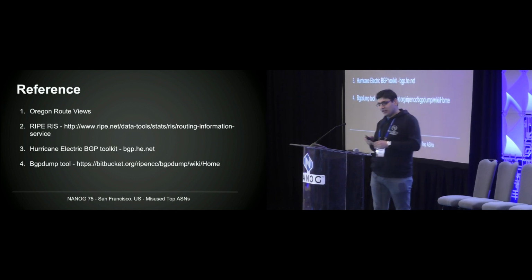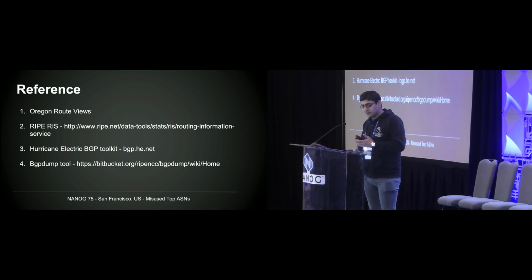References: Oregon RouteViews for providing the dumps, RIPE RIS for the dumps, our toolkit, which is bgp.he.net, and then the BGP dump tool, which is from RIPE. It works very well, although we are trying to also use Isolario's open source tool, BGP scanner, which seems to be much faster than BGP dump these days.